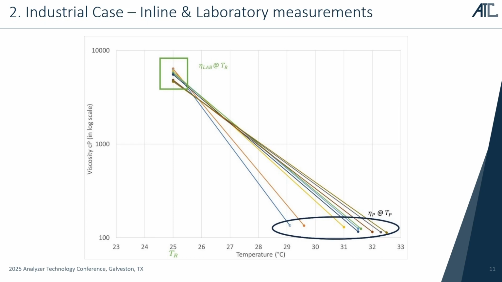On the left, we can see the lab measurements made under lab conditions, which means at a reference temperature. On this graph, for this customer, it is 25 degrees C. It is also made under a constant shear rate in lab conditions. To the right, we can see the inline process measurements, which are made at different temperatures. We can see that the viscosities are different, also depending on the temperature. One important thing is that since the lines are crossing, no direct correlation is possible due to the difference in measurement conditions.